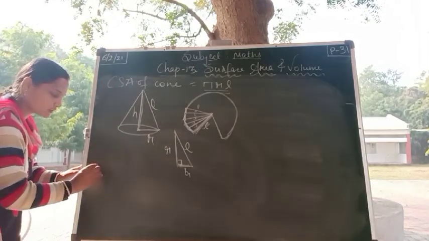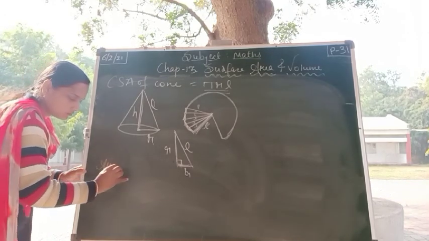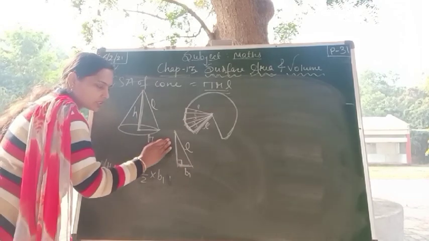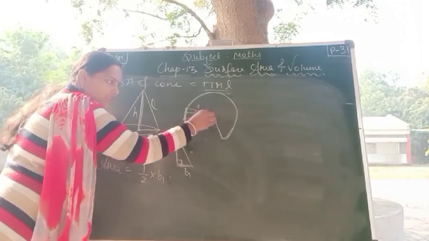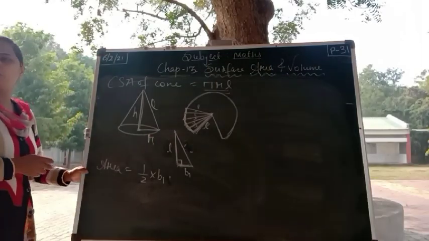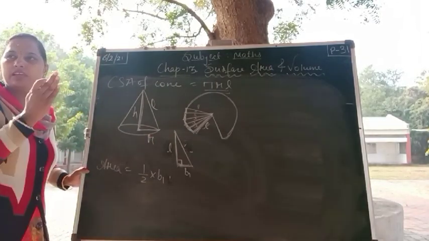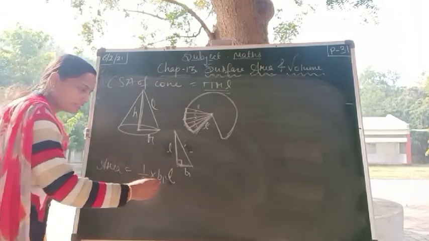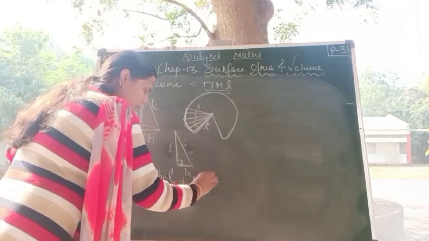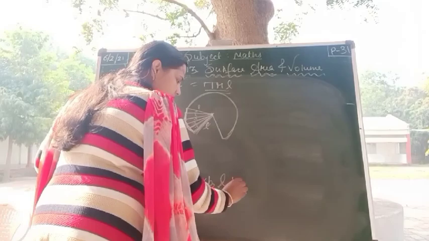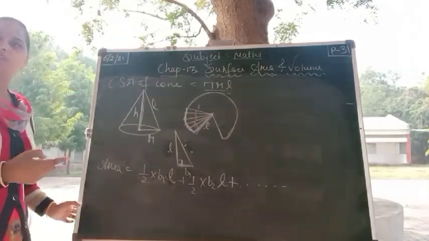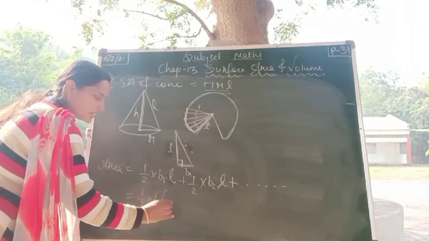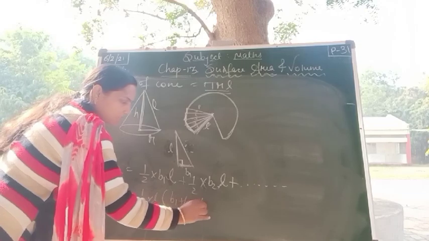Area of one triangle is what? Half into base into height. Here the height will be L only, because if we express this all in small right angle triangles, L will be the height. So half into B1 into L, half into B2 into L, half into B3 into L, half into B4 into L. Now half and L will be common, B1, B2, B3 like this.